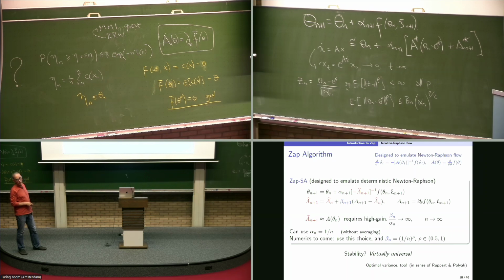And the theory is quite simple. It's not that hard to prove things. You can imagine what could go wrong is, that inverse might not exist.